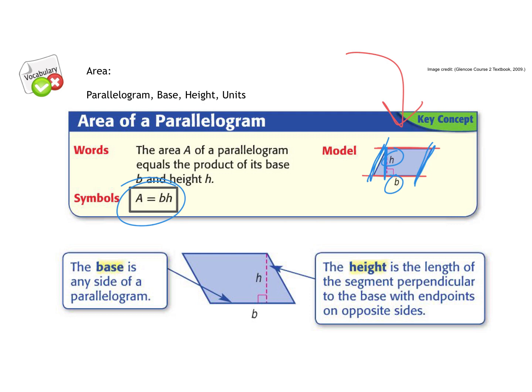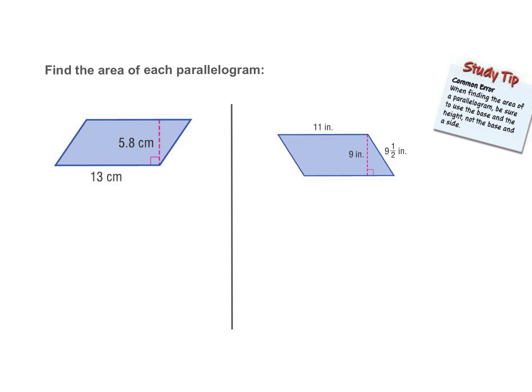So we need to make sure that first of all, we know that it's a parallelogram with two sets of parallel sides, but then the base is going to be any side of the parallelogram, and the height, again, will be perpendicular and make a 90-degree angle with the base. So let's find the area of these parallelograms. Again, we're going to look at this one, and I know it's a parallelogram because it has two sets of parallel sides. And then let's remind ourselves that area is base times height.